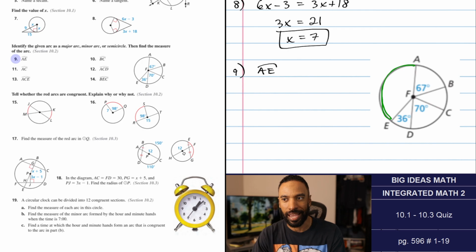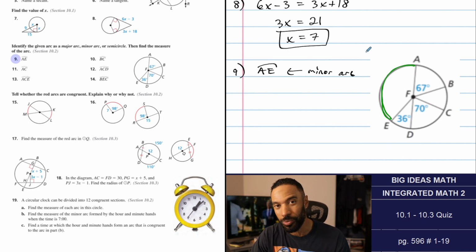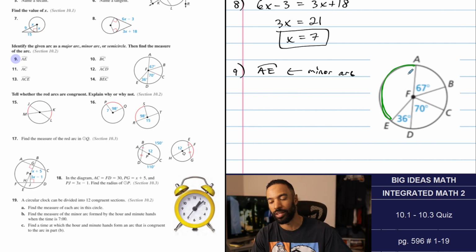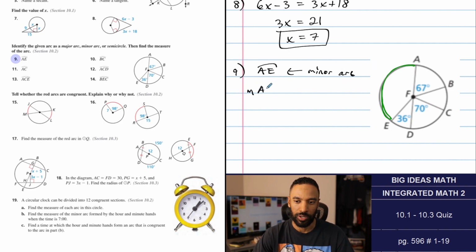It's a minor arc, and I know that because this is 2 letters. 2 letters is automatically grounds for a minor arc, period, unless you guys write it and you do it incorrectly. But if a book or whatever's going to write it, they're going to do it that way. So I know the minor arc is from A to E, the one that's less than a semicircle, one less than 180 degrees. Now, what is its measure? That's what we wonder next.